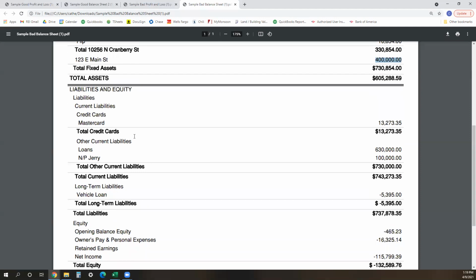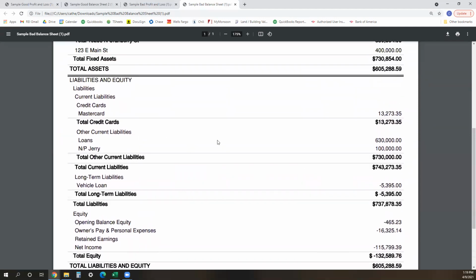Going into your liabilities, there'll be credit cards. Sometimes there'll be one, sometimes there'll be multiple. This is a pretty normal credit card balance, but it just depends on your business. And that would get reconciled every single month just to make sure that balance is correct. There aren't any double entries or any missing expenses.